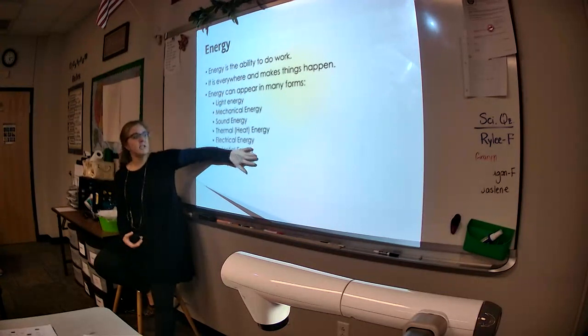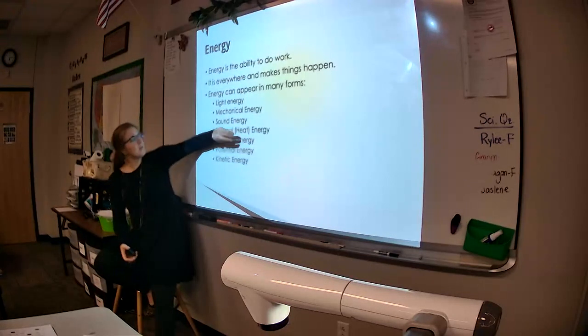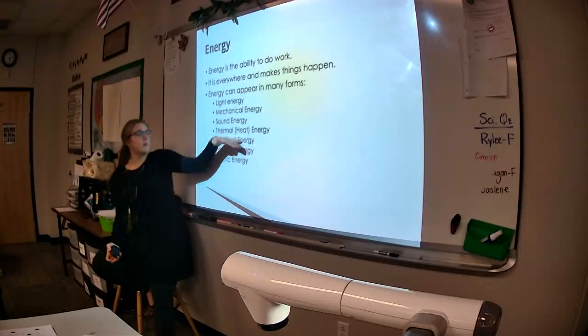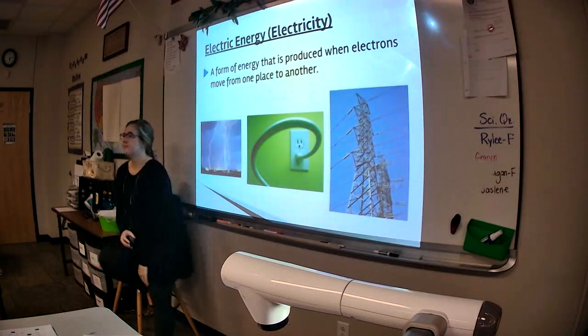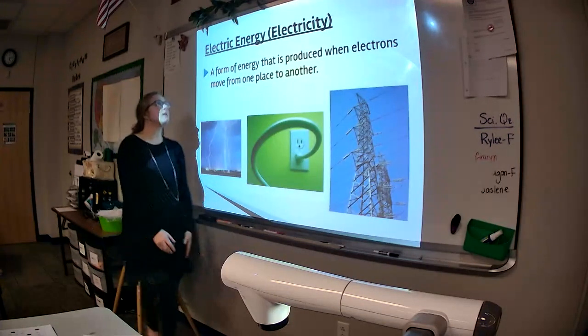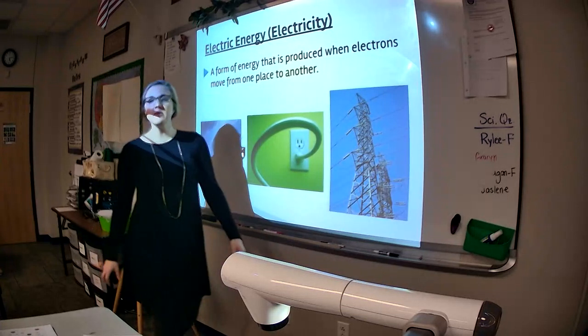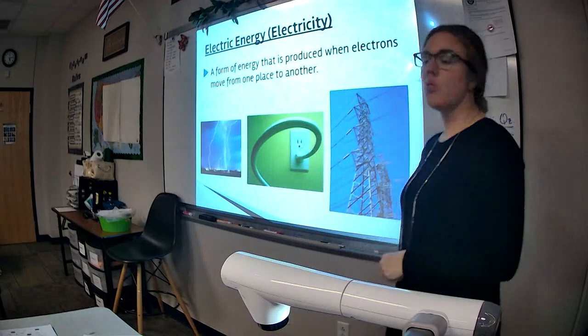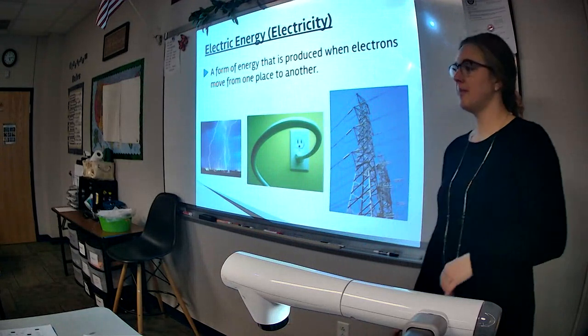We did light yesterday. Today we're going to do electrical energy. Next week, we're going to briefly look at these 3 altogether. That will be notes number 7. Okay? So today we're going to focus on electrical. All right? So, what is electrical energy? It is a form of energy produced when electrons move from one place to another.